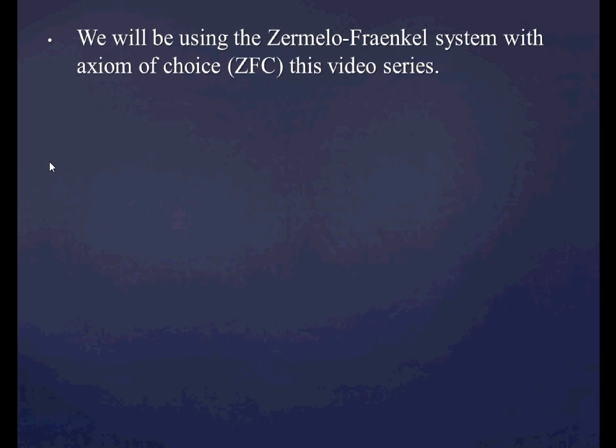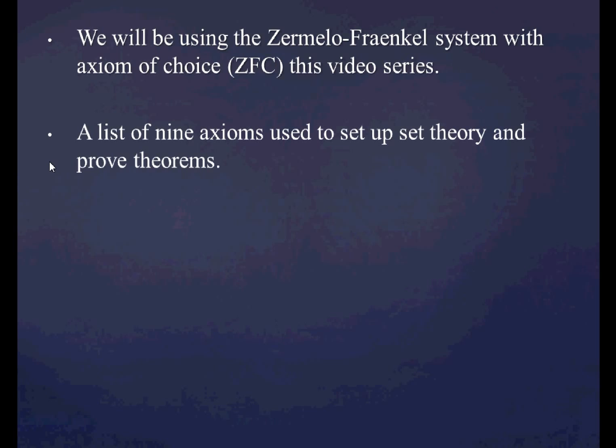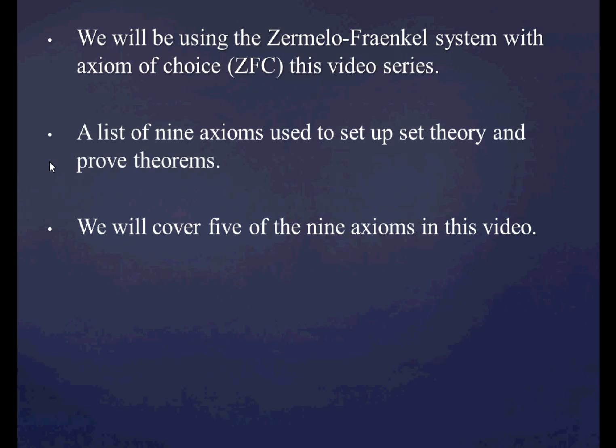Within set theory, there are a bunch of systems of axioms, and if you're very interested in that, I definitely encourage you to investigate it on your own. But in this video, and probably the rest of the video series, I'll be using the Zermelo-Fraenkel system with the axiom of choice, abbreviated as ZFC. This is one particular set of axioms, namely a set of 9 axioms used to set up this branch of set theory, and once you assume the axioms, you can start to prove theorems. In this video I'll cover 5 of the 9 axioms, because we won't need the remaining 4 quite yet, and we'll introduce those as we go along.